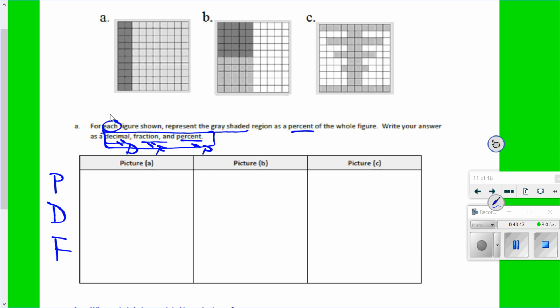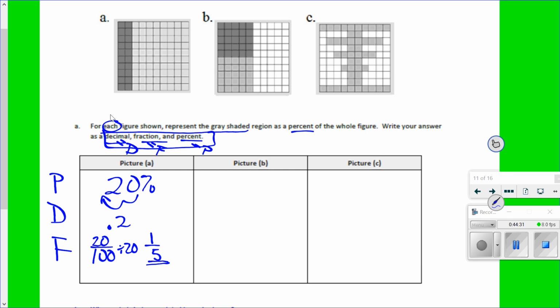So for picture A, the first picture, the dark gray shaded, how much is it? 20. So the percent would be 20%. Turn that to a decimal. What do I do? Move it twice, 0.20. Turn it into a fraction. Very simple. I write the number 20 over 100. Why? Because percent's out of 100. What can I divide 20 and 100 by? 20. If you see 10, it'll take you 2 steps, but that's fine. If you do it by 20, it's 1/5. Is that hard? No, sir.